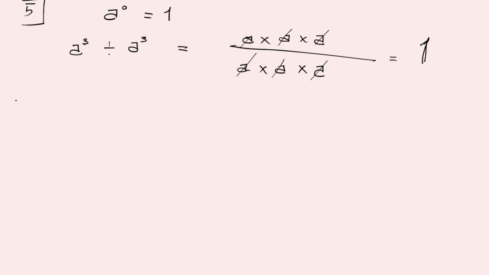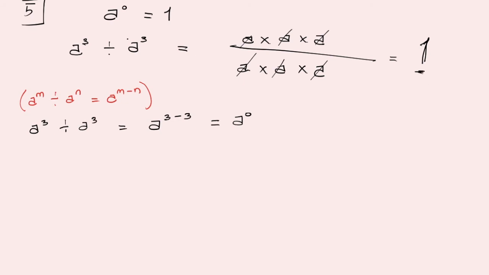Now, if we solve this using rule 2 again, law 2 says a to the power m divided by a to the power n is equal to a to the power m minus n. So that's a raised to power 3 divided by a raised to power 3 equals a raised to power 3 minus 3, which is equal to a raised to power 0. So this is equal to this. And what we're saying is a raised to power 0 is equal to 1.